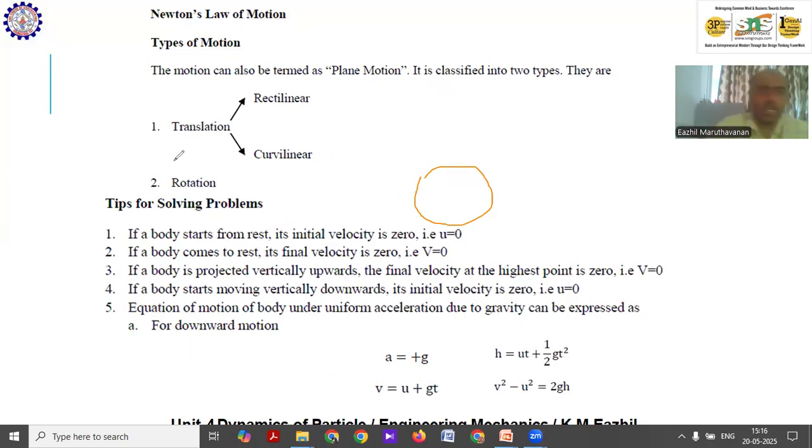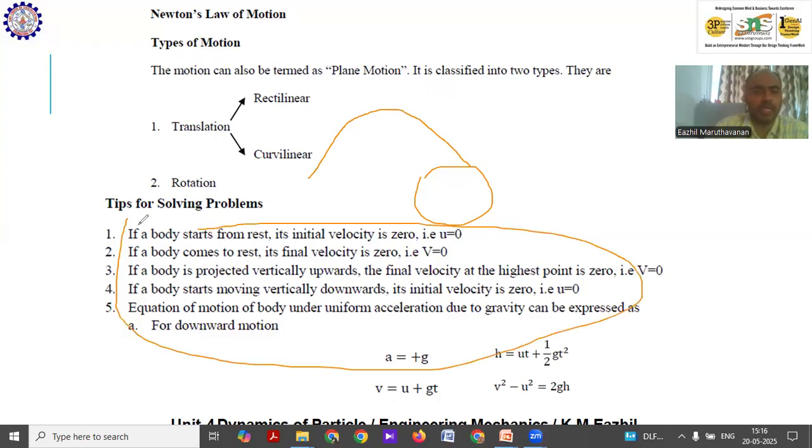As already said, in rectilinear motions, we have to solve the problems in the horizontal direction and in the vertical direction. Translation motion is classified into rectilinear motion and curvilinear motion. We'll see in detail about curvilinear motions, and how these formulas were arrived at, in later classes. So these are the steps to be kept in mind while solving the problem.